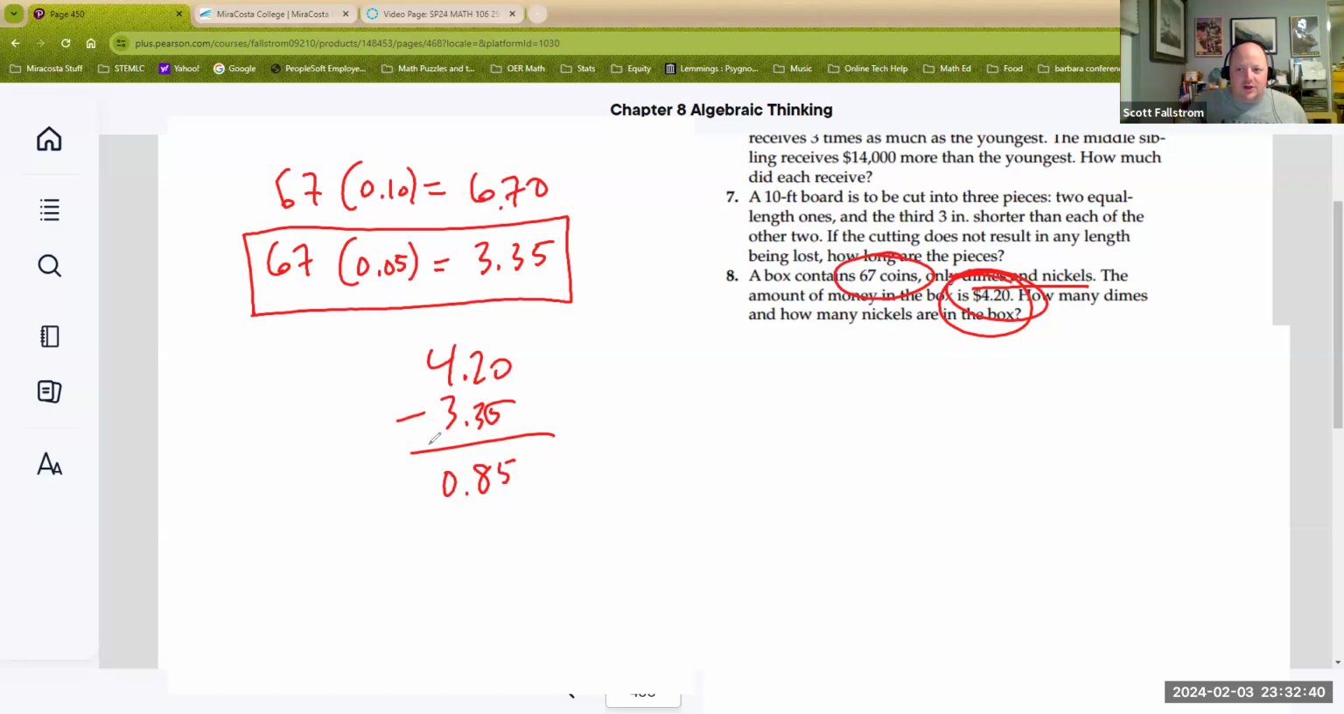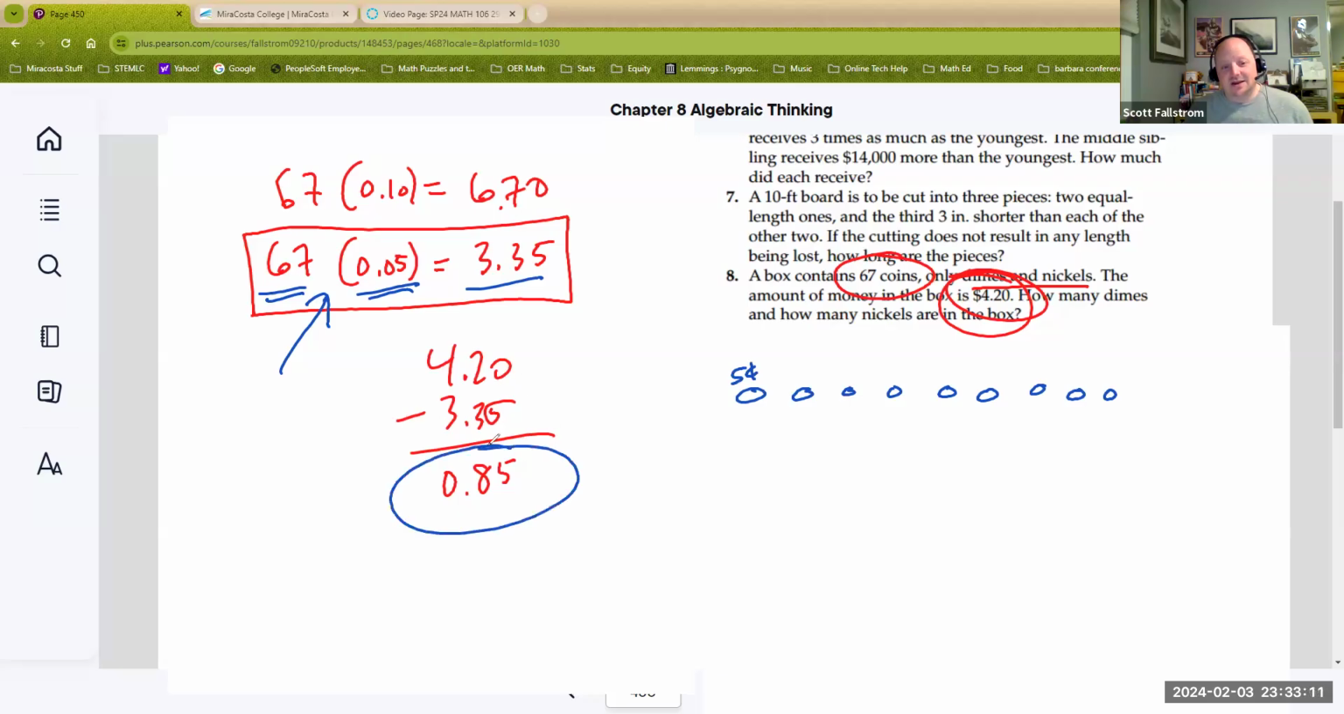But wait a minute now, I've already used up 67 coins. Well, kind of, in a sense, you have. You could picture this, like if I was teaching this to students, I'd say, well, just pretend that every one of these, I draw 67. Actually, I probably wouldn't. I just tell them to draw 67. I'd say every one of those is worth 5 cents. 5 cents, 5 cents, 5 cents the whole time. That's what this says. 67 coins at 5 cents each gives me $3.35. So if I count all of those out, I have used up out of my $4.20, $3.35.